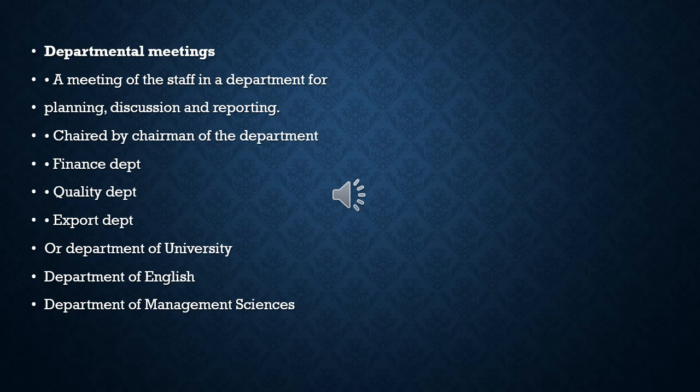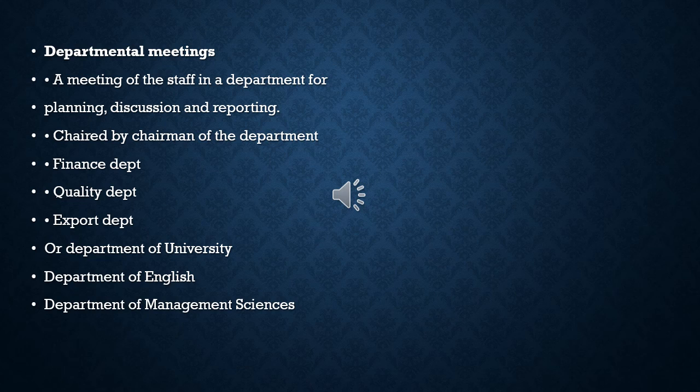Another type of meeting is the departmental meeting. A departmental meeting is the meeting of the staff members of any department. It can be for planning, for discussion or for some kind of reporting. It is normally chaired by the head or chairman of the department. For example, in any organization there is a finance department, quality department, export department, or in your university we have different departments like the department of English or the department of management sciences.